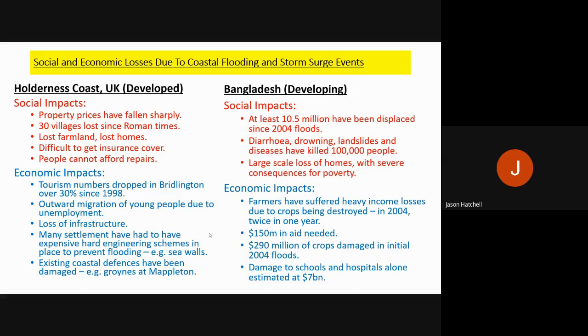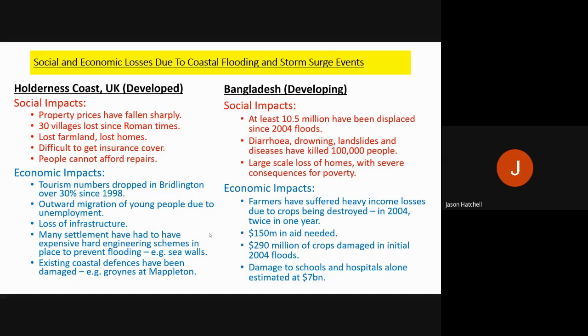In terms of economic impacts, one of the key cohorts that have lost out due to flooding in Bangladesh is farmers. Now, farmers have suffered heavy income losses due to crop failure and crop being destroyed. So in 2004, they had this problem twice in 1 year. Severe economic impacts on farmers there.